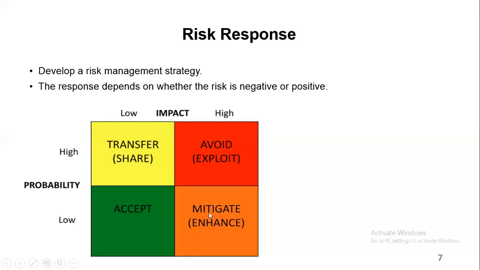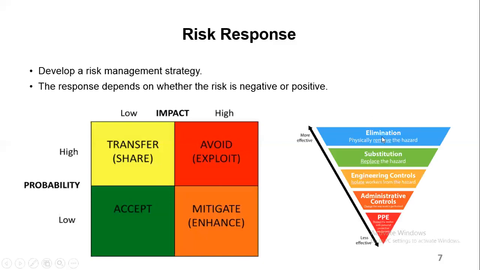And if the impact is high and the probability is low, you can mitigate or enhance. You can mitigate by coming up with plans on what to do to prevent any harm to the project objectives. Or you can enhance it by making it easier for you to achieve this, to maximize the benefits from it. In terms of mitigation, there are a number of things you can do. You can either eliminate or substitute. You can put up engineering controls, administrative controls. You can use PPE. It depends on what kind of risk you are dealing with.